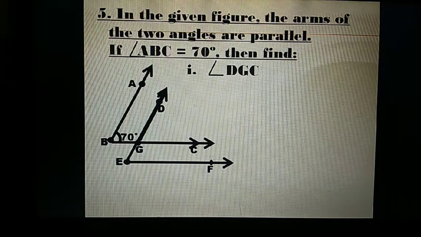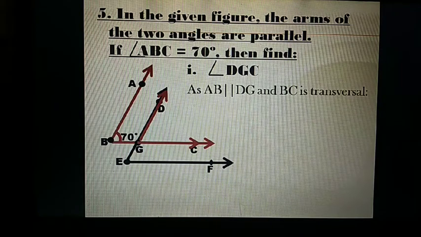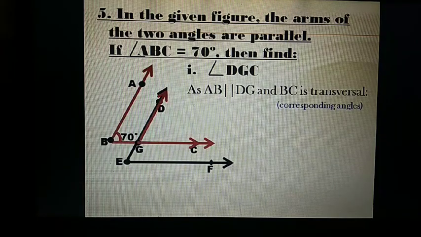Now considering both the angles, as AB is parallel to DG, and you can take BC as the transversal, we can say that both the angles are corresponding angles. They are making a symbol F. So angle DGC is equal to 70 degree.